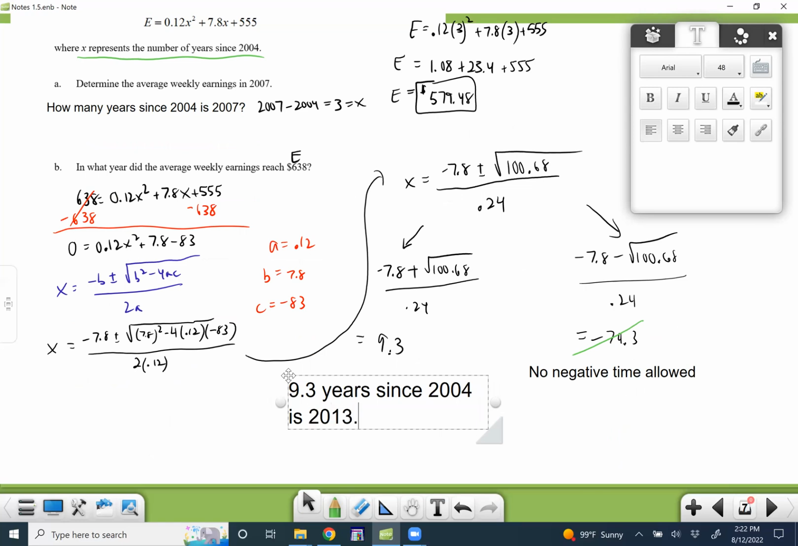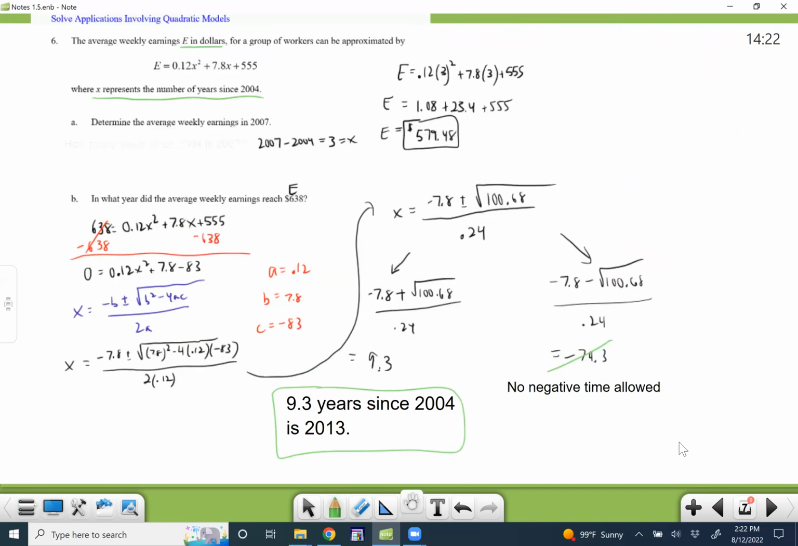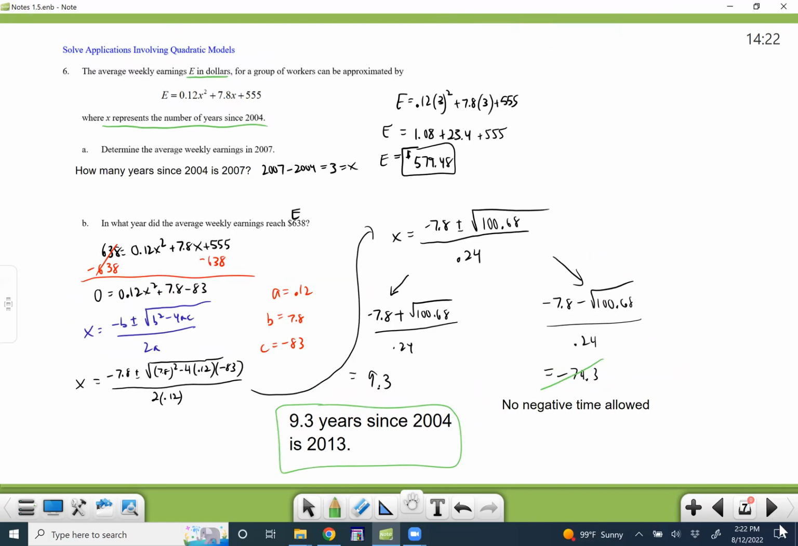The 0.3 part means that we're just a third of the year in. So, you know, we might be in the fourth month, right? We might be in April of 2013, but we're still going to be in 2013. Okay. So 9 years since 2004 is 2013. So that's going to be the answer, you guys. So don't even worry about the decimal. All right. Let's go ahead and go to our last problem.